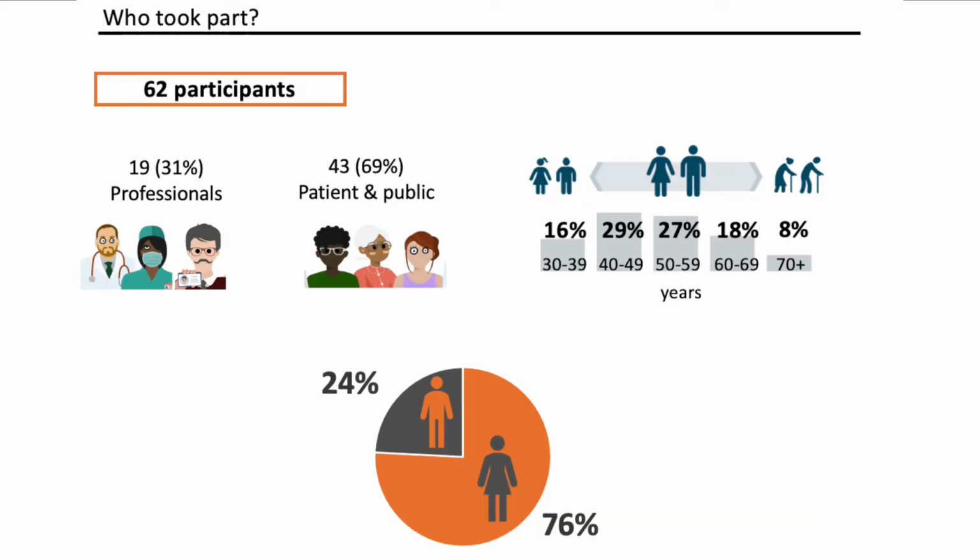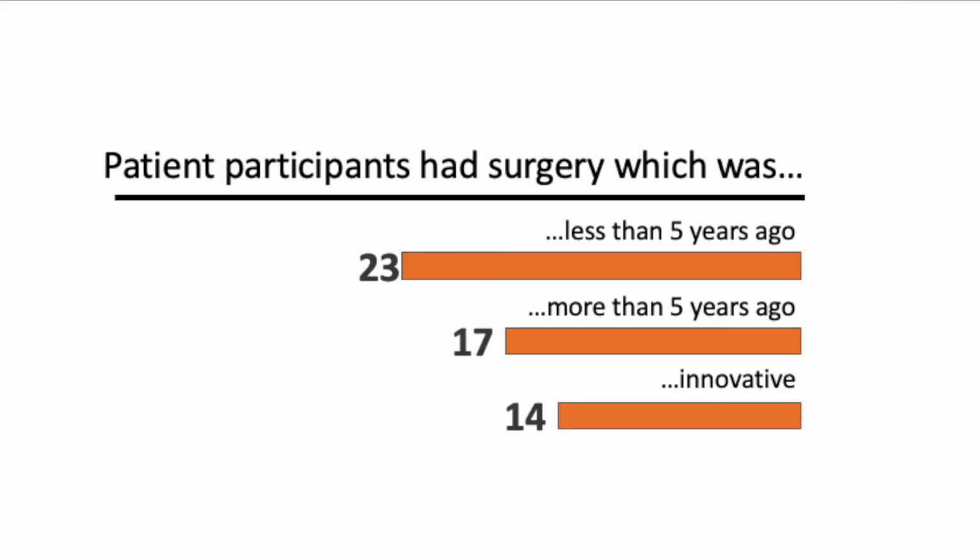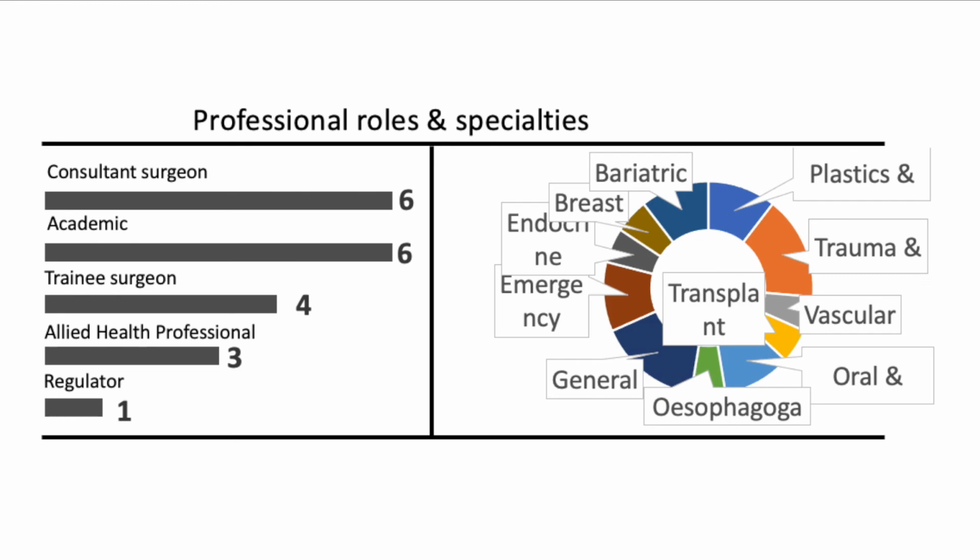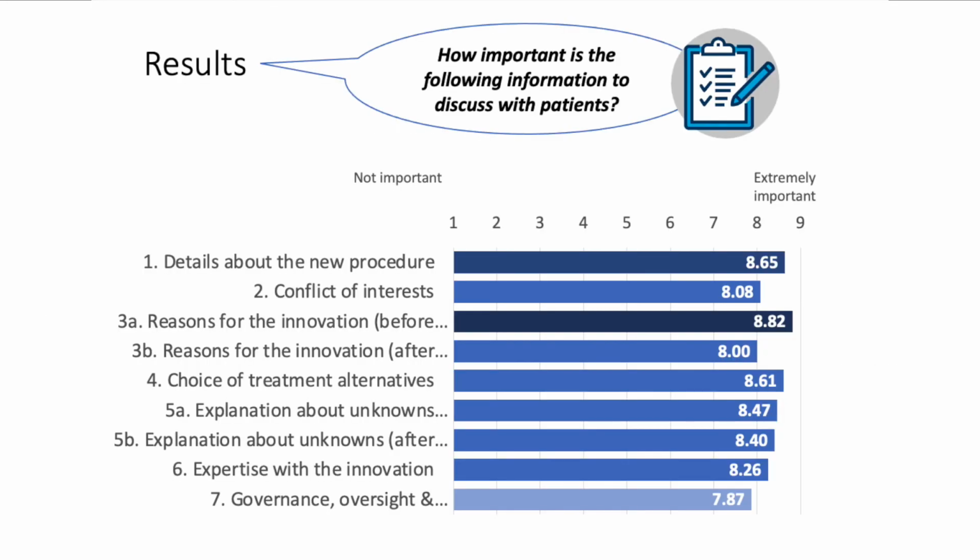So far we've got 62 responses. 2/3 of those were from patients and members of the public, and 3/4 of them were women. Most patients had surgery within 5 years, and 14 knew that they had an innovative procedure. We also had a range of professional backgrounds, lots of different surgical specialties. And what we found was, in general, a lot of support for the core information set items. Some slightly more, some slightly less, but typically we view a 7 and above as being really very important.